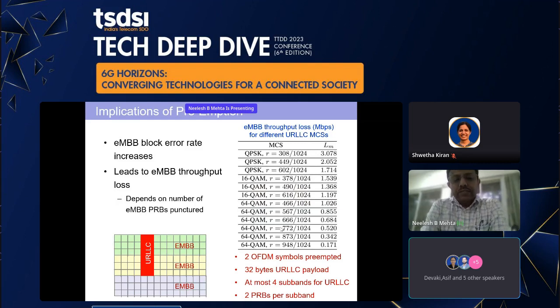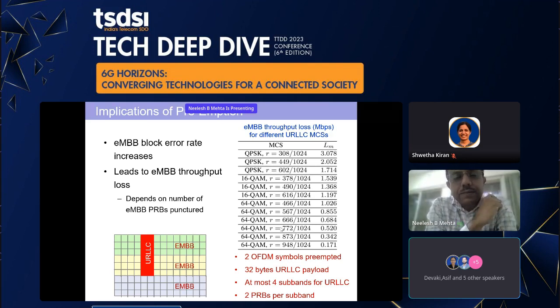Well, it's not hard to see that preemption hurts an EMBB user because essentially you're taking away some of the data symbols that you had allocated to the EMBB user. So if you take away a few data symbols, essentially you think of a channel code, you're erasing some bits in the code word, your block error rate or packet error rate increases, BLER increases. And if your block error rate increases, essentially your throughput will come down because throughput is proportional to 1 minus block error rate.